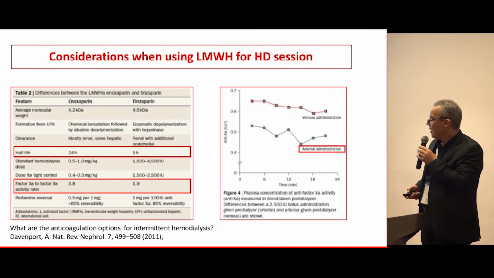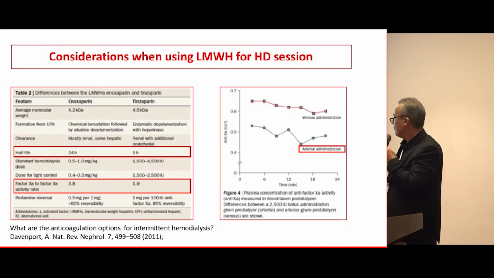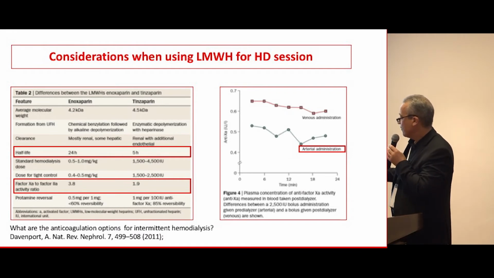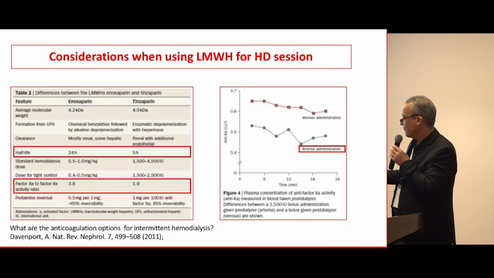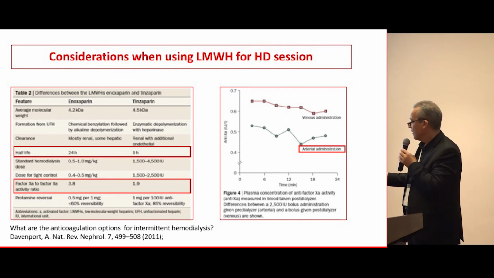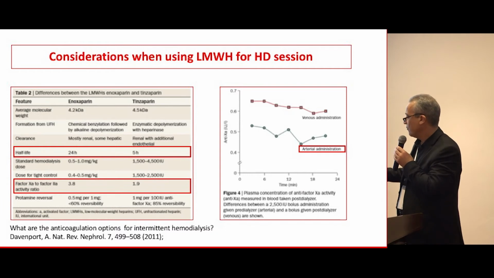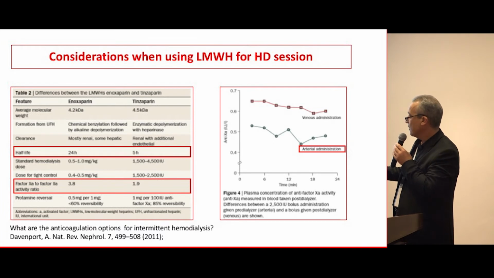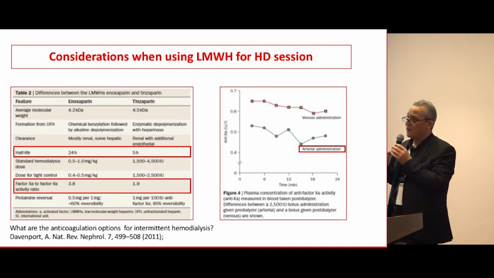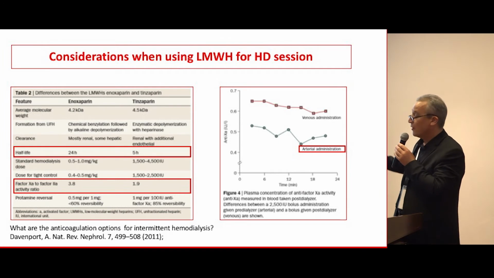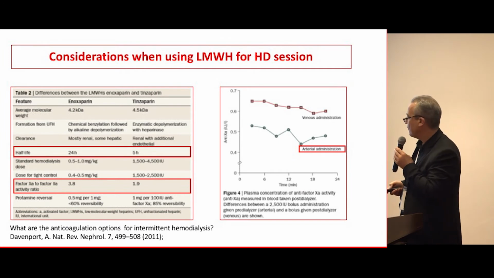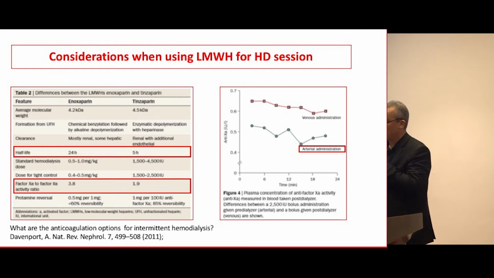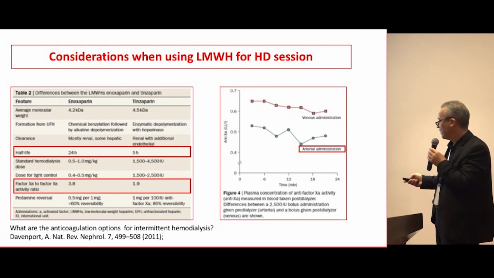So there are two other considerations when using low molecular weight heparins. The first is regarding the half-life and the selectivity. Of course, for example, enoxaparin is more selective for factor 10A than tinzaparin. But when we look at the half-life, enoxaparin is 24 hours, compared to tinzaparin 5 hours. And for hemodialysis, we don't need such a long half-life, so it is more interesting to use tinzaparin than enoxaparin for our patients.